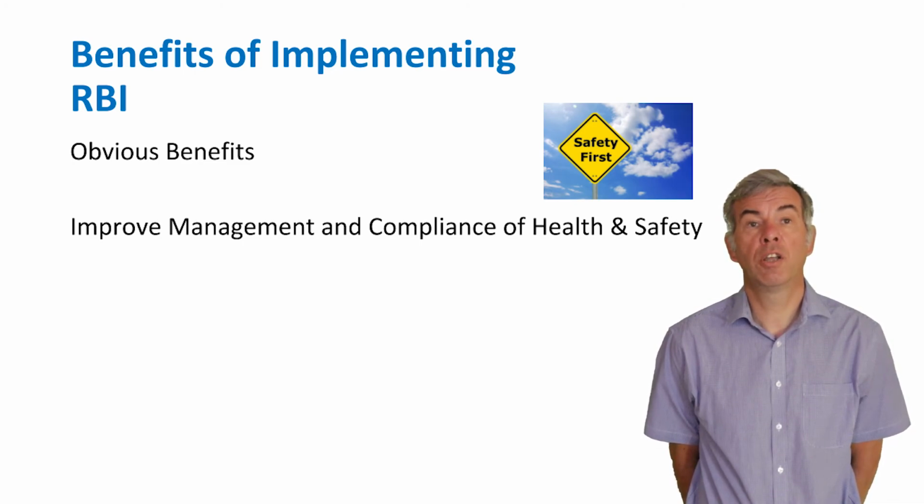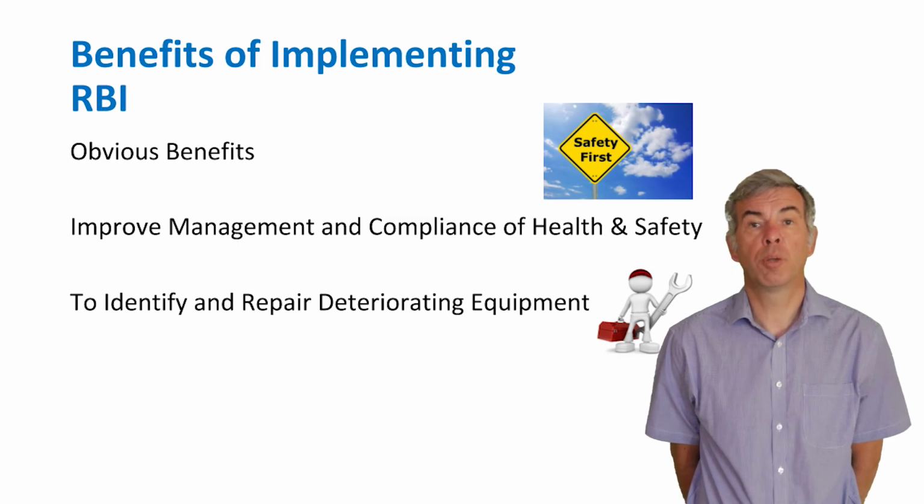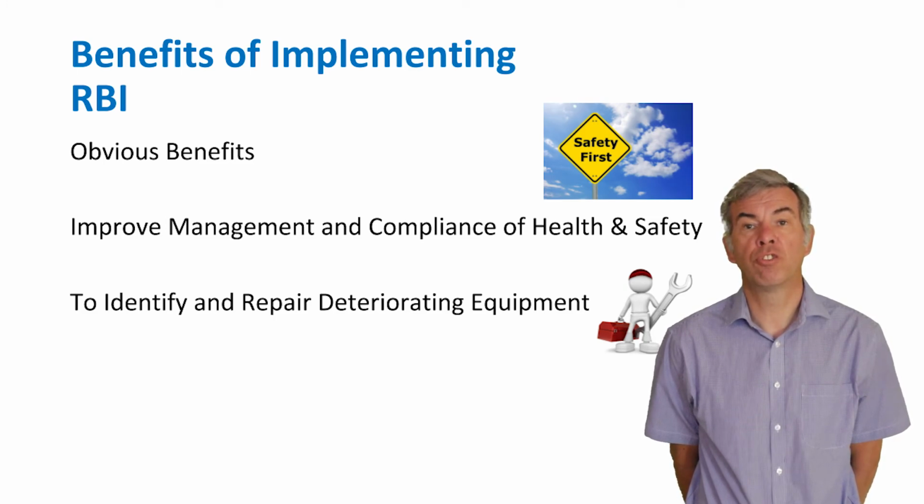Secondly, RBI enables the inspection department to identify and repair deteriorating equipment in a timely manner. This approach gives a far better understanding of risk of the equipment. It gives us more knowledge about the equipment and the process, especially after a damage mechanism review has been completed. It will produce an overall reduction in risk for equipment that's been assessed. It also enables maintenance inspection activities to be prioritised. And it's a continuous improvement tool.